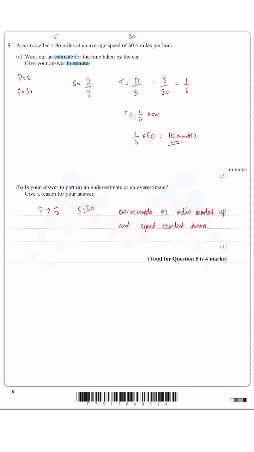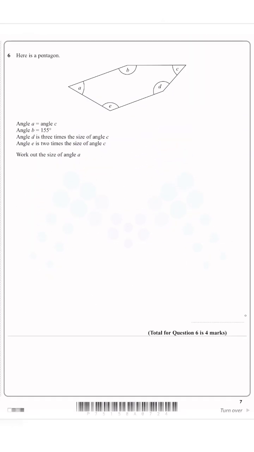Right, moving on to question number 6. Here is a pentagon. Angle A is equal to angle C, so I'm going to call them both x because they are equal to each other. Angle B is 155, so I could write here 155 degrees. Angle D is 3 times the size of angle C, so angle D is going to be 3x. And angle E is 2 times angle C, so this is going to be 2x.